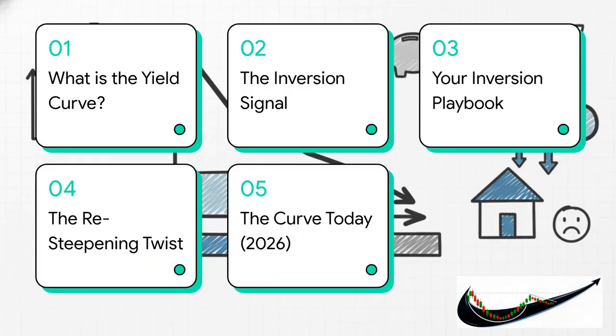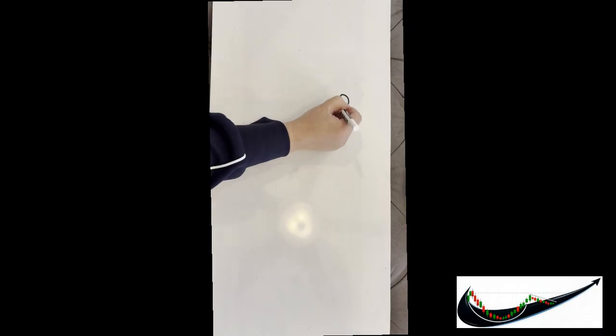Here's what we're going to cover in this explainer. We'll start with the basics. What even is a yield curve? Then we'll get into its famous warning signal. After that, we'll talk about a playbook for your portfolio, reveal a really critical twist in the story, and finally, we'll check the economic weather as of right now, January 2026.